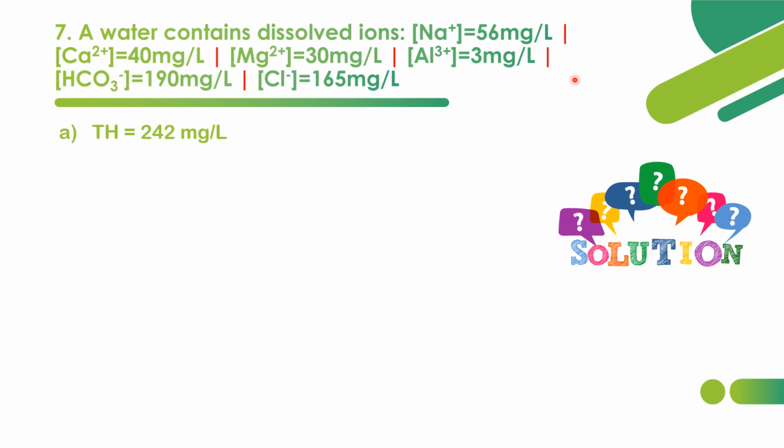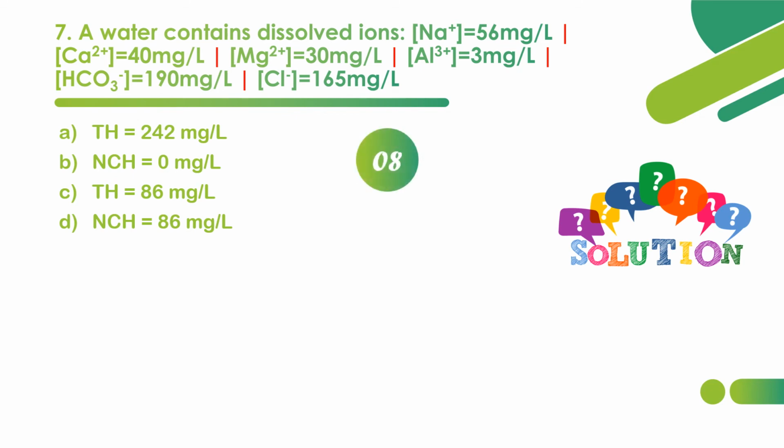Option A: TH, total hardness, is 242 milligram per liter. Option B: NCH, non-carbonate hardness, is 0. Option B: total hardness 86 milligram per liter. Option C: NCH 86 milligram per liter. Among the four options, two options are correct. One is for TH, total hardness, and one is for NCH. We have to find both things.